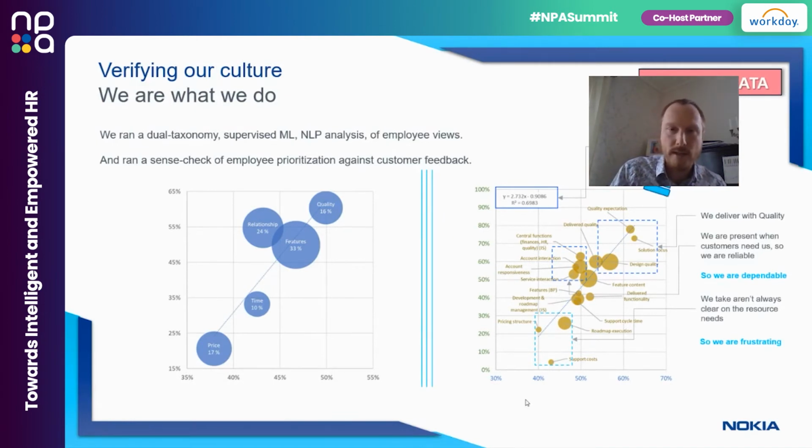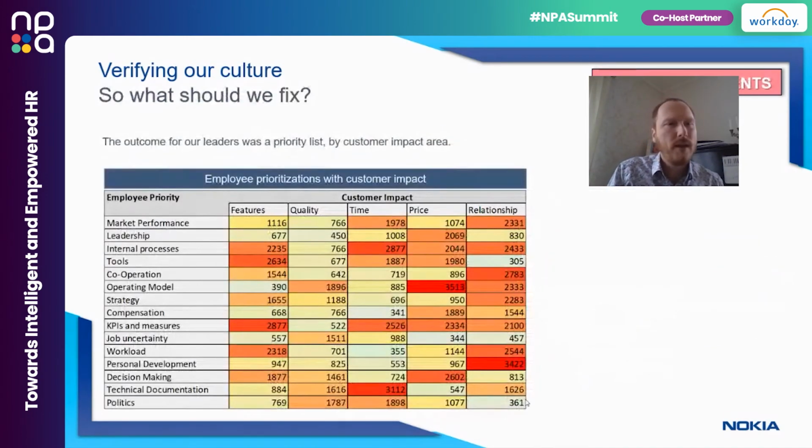This is the statistical work, I would say, in play. But for our executives, this is what we came out with in the end, which was a categorized list of our top priorities from our employees and the top areas where our customers were likely to be impacted, whether that be based on the products themselves, the quality of the products, the time it takes to get to them, or the time it takes to serve them, the cost, or then the relationship between Nokia and the customer itself.